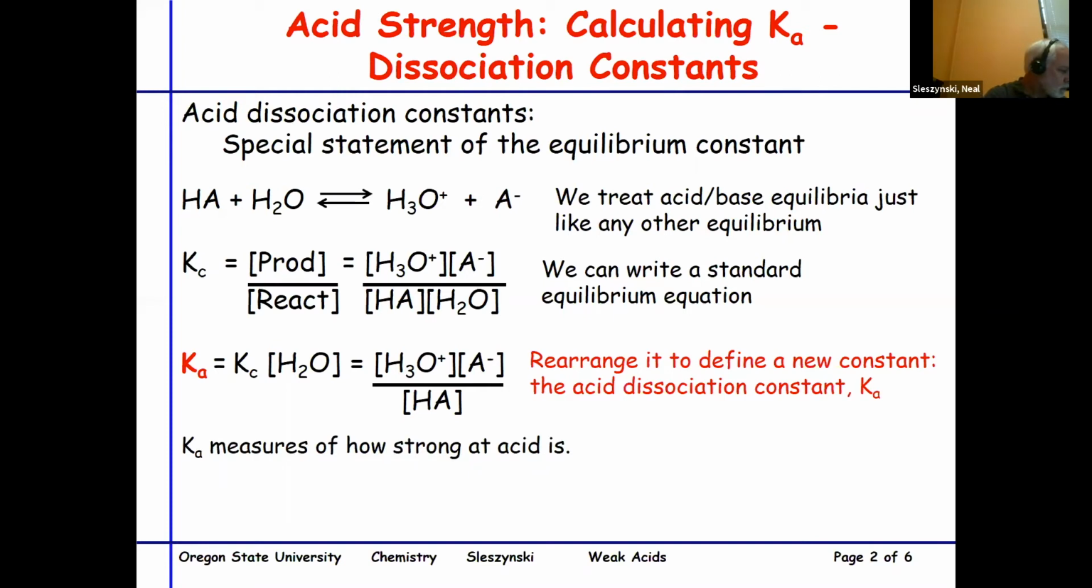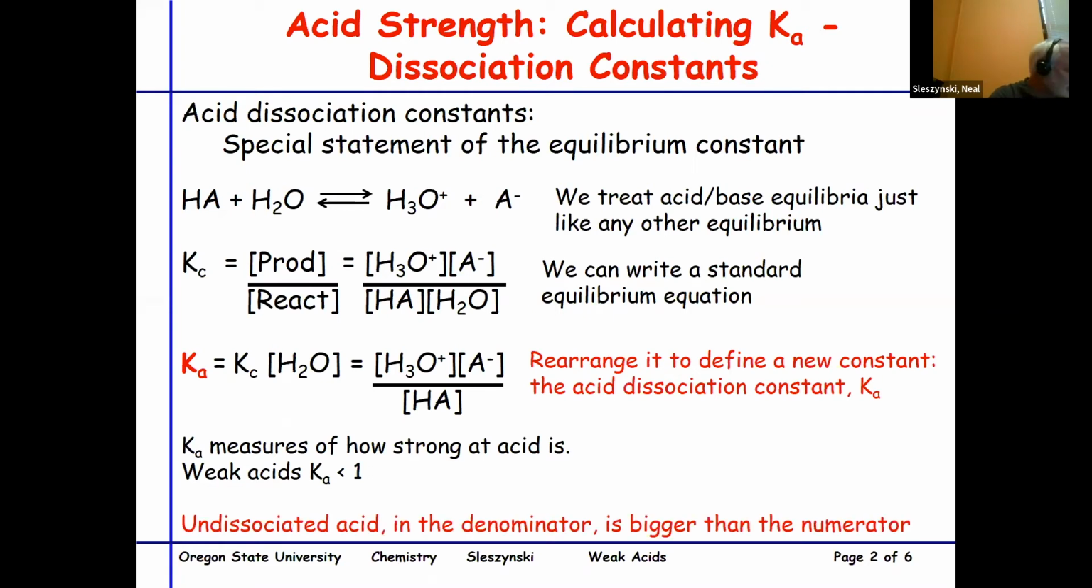Ka is a measure of how strong an acid is. Weak acids typically have a Ka of less than 1. Undissociated acid in the denominator is bigger than the numerator, giving us a Ka less than 1.